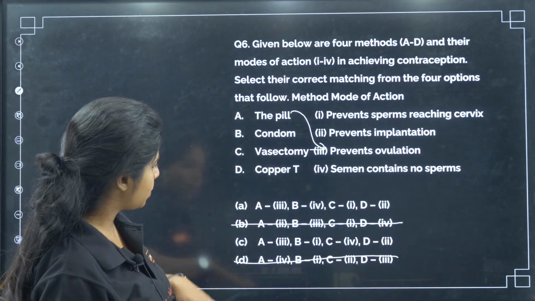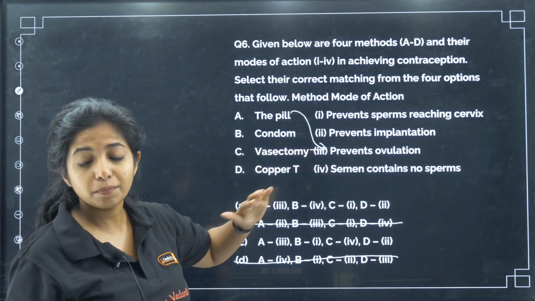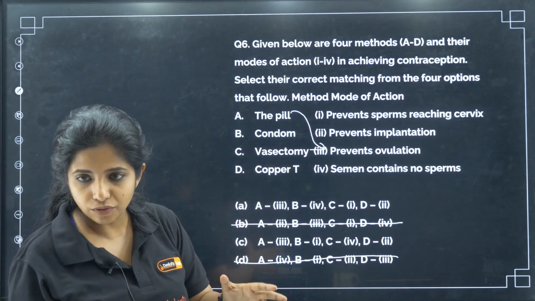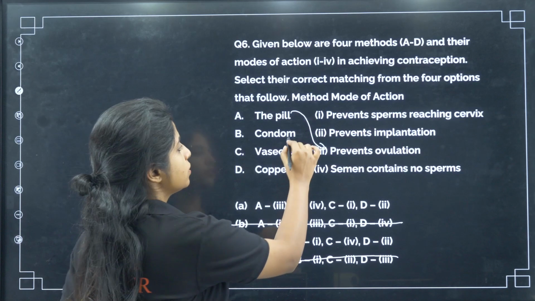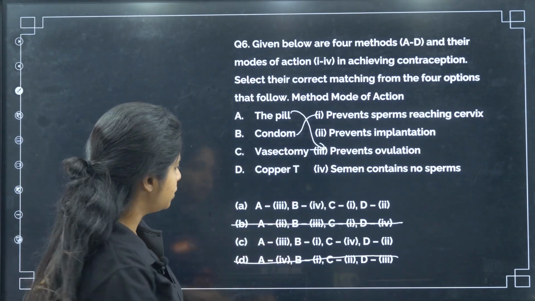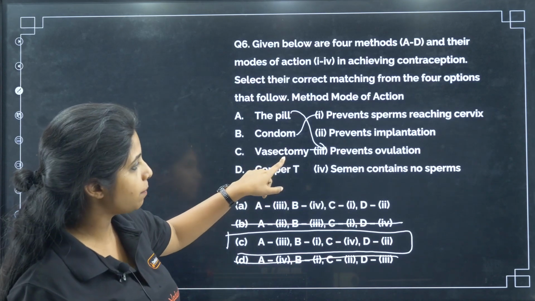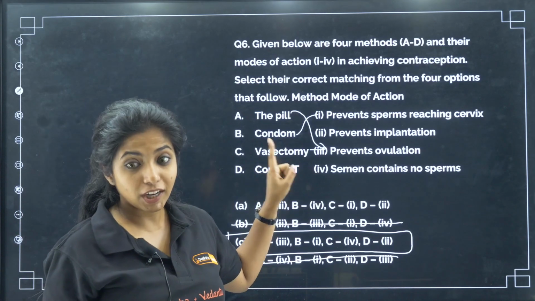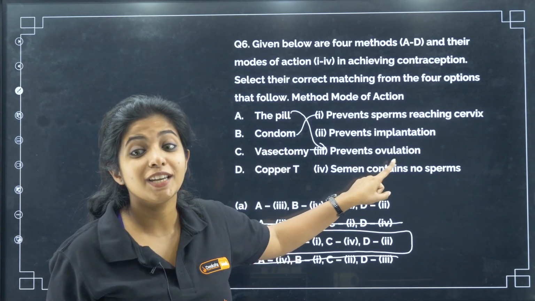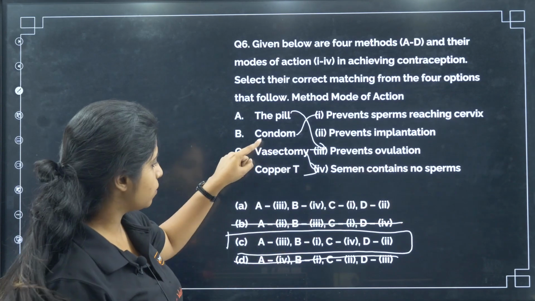Going ahead to the next thing. Condom. What does it do? It is a barrier method. It does not allow the sperm to move, right? So it prevents the sperm reaching the cervix. That is correct. So B goes with 1. I already got my answer, but let me see the other options. Vasectomy. What happens in vasectomy? My dear children, I told you, semen is there, but it contains no sperms because sperms are not being transported. So C goes with 4.